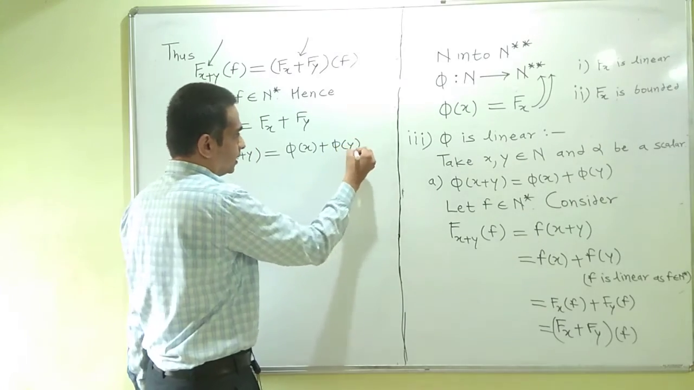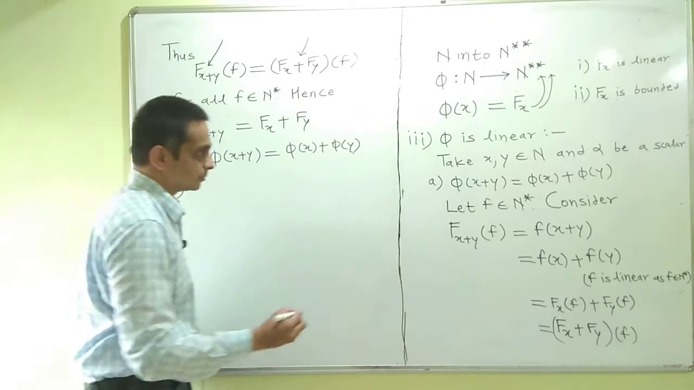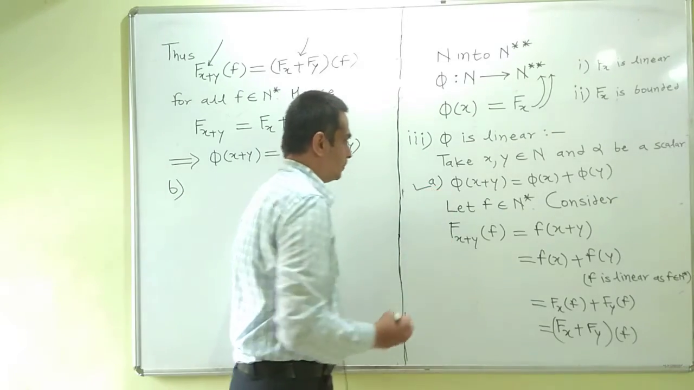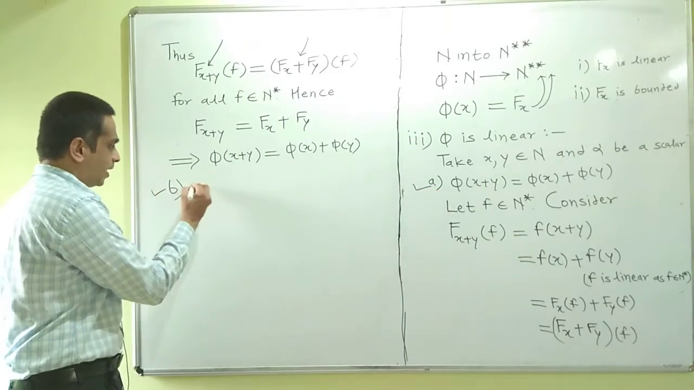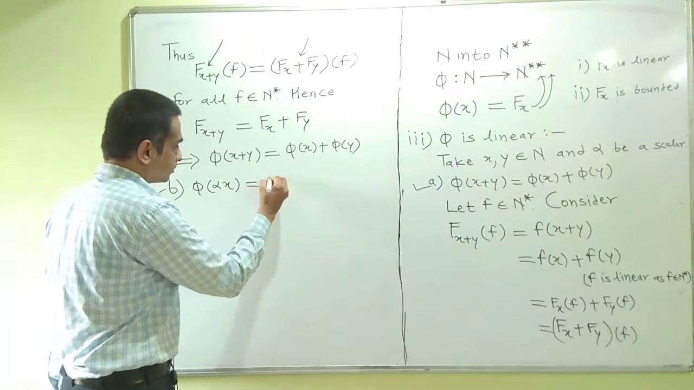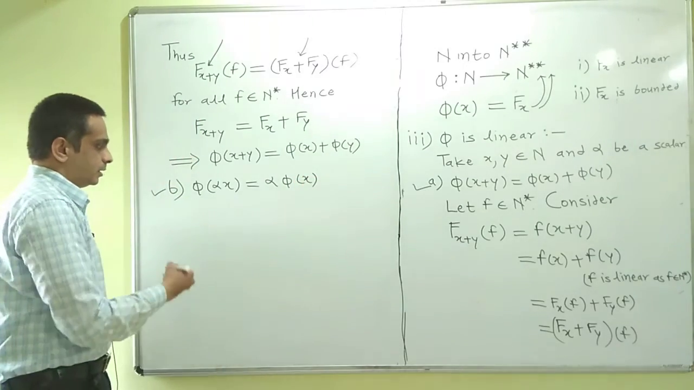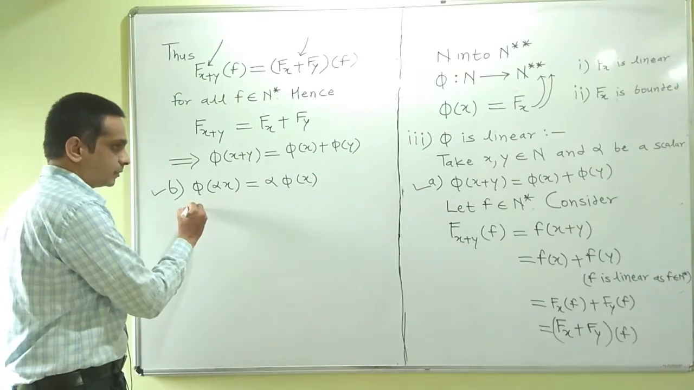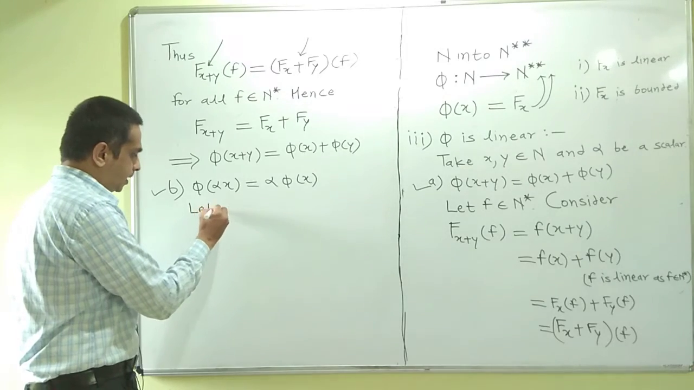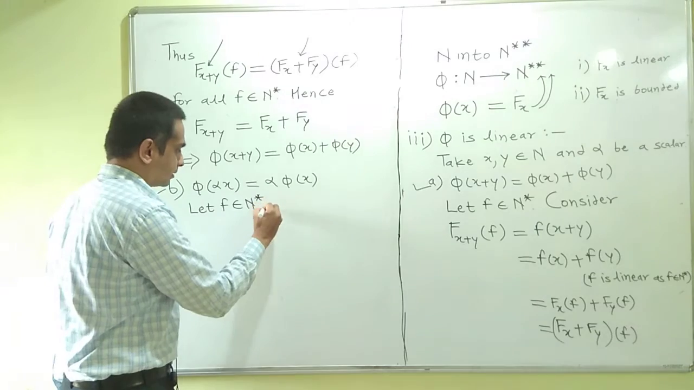Now the second property which we will prove, say property B. A we are done with. Now B, we want to prove that phi of alpha x equals alpha phi x. Again, let f be an arbitrary functional in N star.